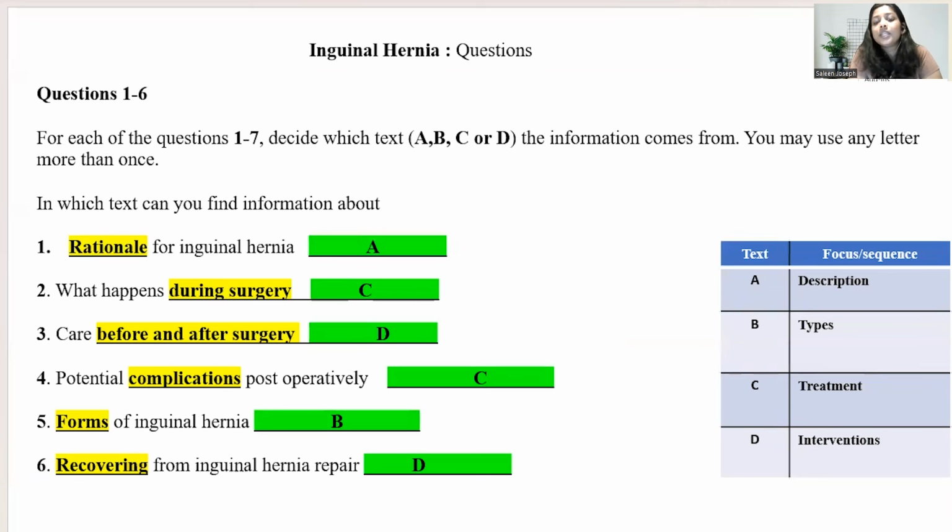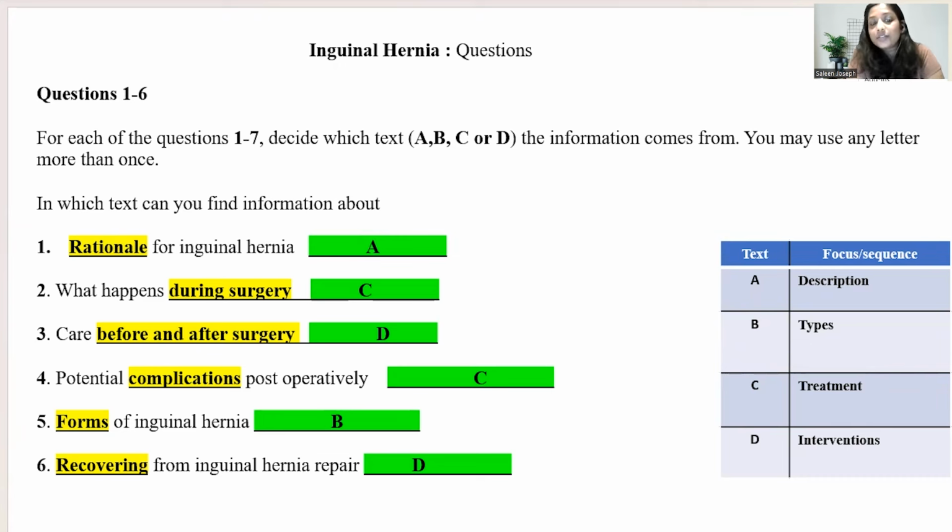First one, reasons for inguinal hernia. Where have they mentioned? A. Okay. What happens during surgery? Treatment, yes, because they have mentioned open hernia repair and laparoscopic surgery, right? Then care before and after surgery, D. So interventions they have mentioned in D. Yes. Then potential complications post-operatively.